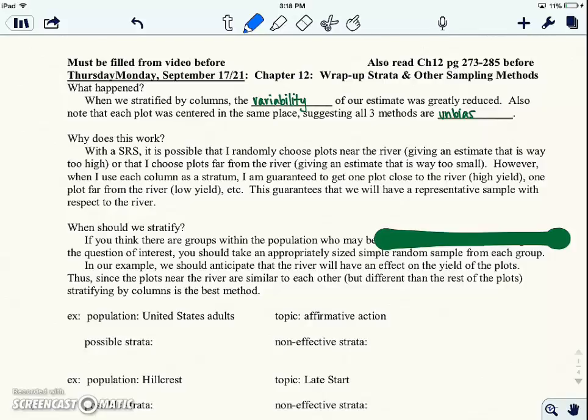The question is, why does this work? Well, with a simple random sample, it is possible that I randomly chose plots near the river, giving an estimate that is way too high, or that I chose plots far from the river, giving an estimate that is way too small. However, when I use each column as a stratum, I am guaranteed to get one plot close to the river and one plot far from the river, etc. So I'm getting one from each little area. This guarantees that we will have a representative sample with respect to the river.